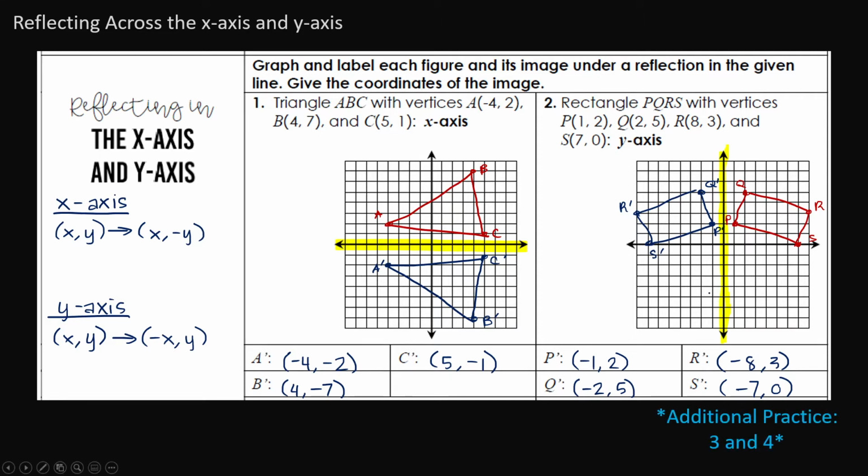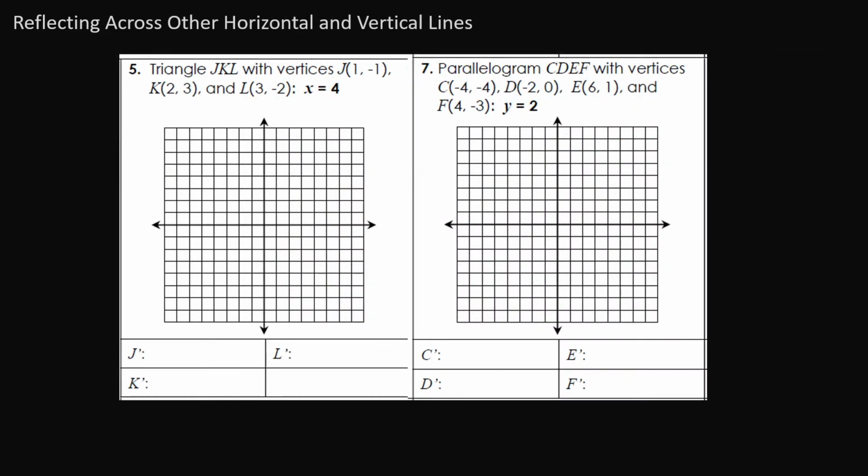For additional practice with reflecting across the x-axis and y-axis, try out problems 3 and 4. Let's practice when we have to reflect across lines that are not the traditional x and y axis. So for number 5, we're reflecting triangle JKL across the line x equals 4. And my advice to you would be to graph these lines before you complete the reflection. Makes things so much easier.